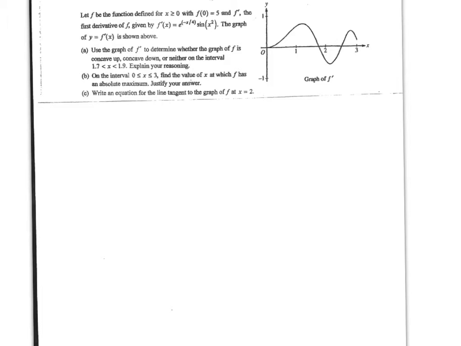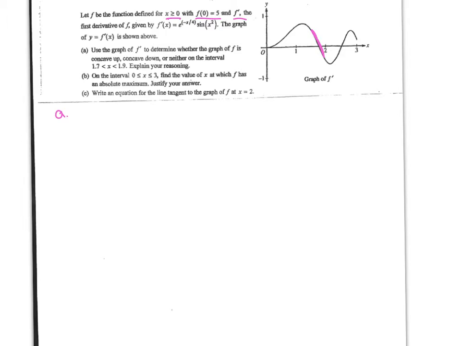All right, we are given a function defined for values greater than or equal to 0. We're given f of 0 is 5, and we're given f prime over to the right, okay? So in part A, it says use the graph to determine whether the graph of f is concave up, concave down, or neither on this interval from 1.7 to 1.9. So that's going to be along here, okay?